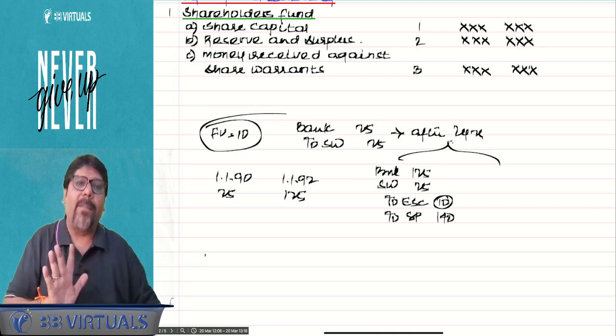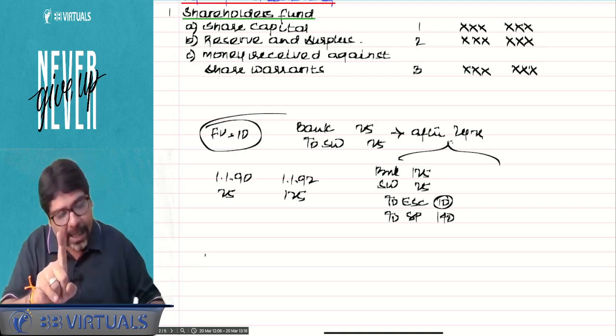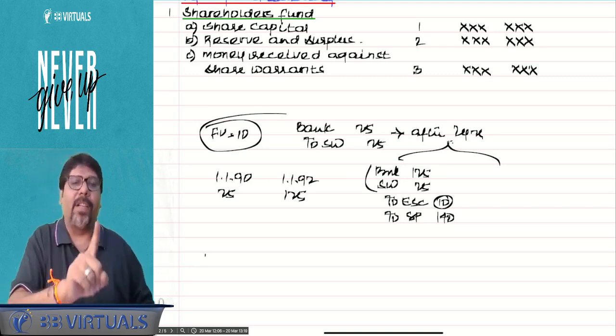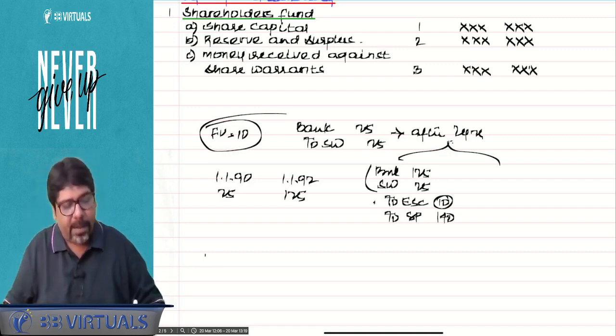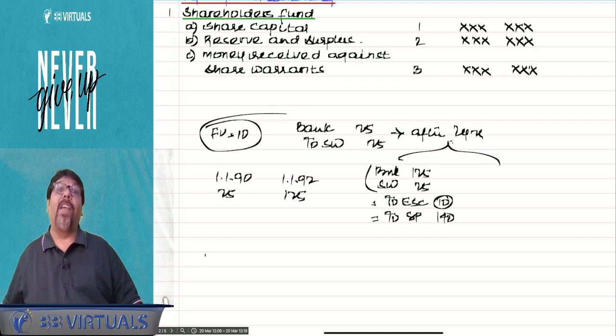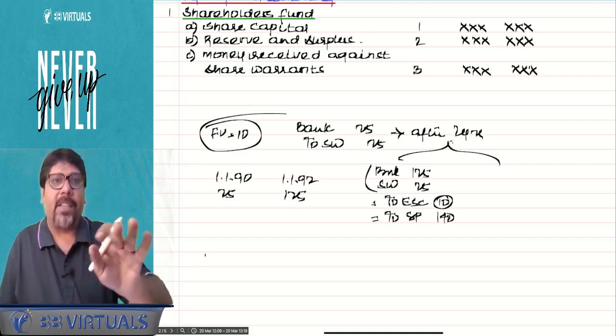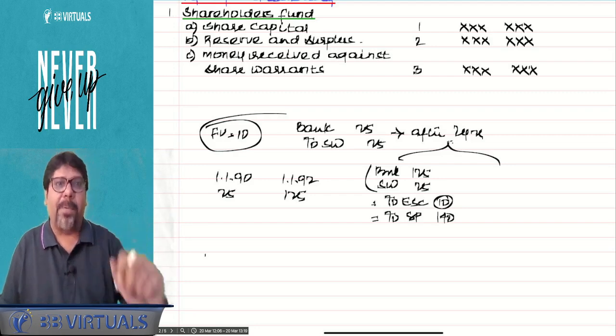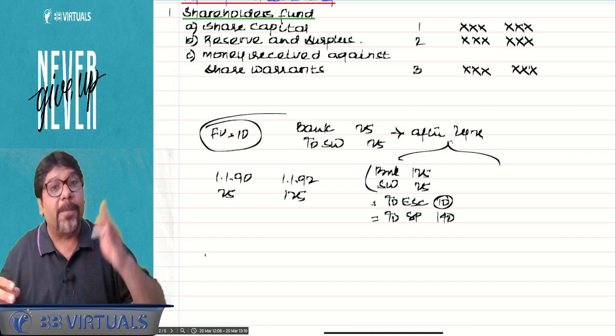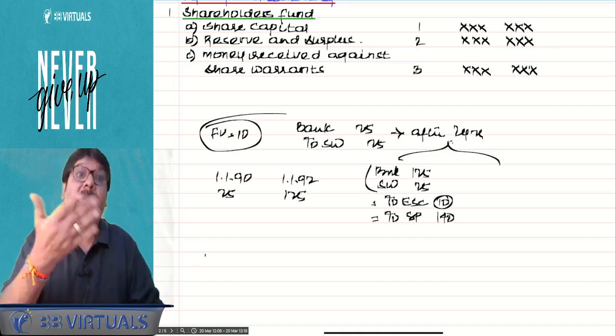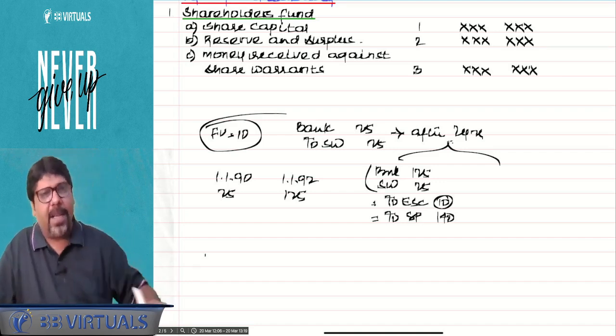So total you are giving me how much? 150. Against that 150, I am giving you equity shares whose face value is how much? 10 rupees. Therefore, the remaining 140 will go where? Security premium. But after 2 years, the price of the share in the market has become 90 rupees. Then will you buy this?